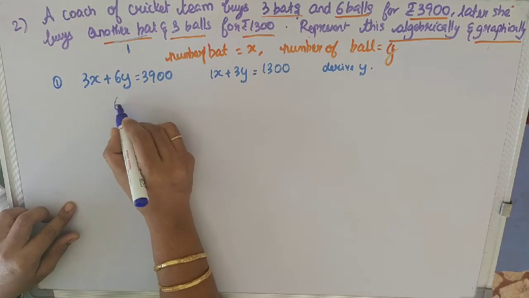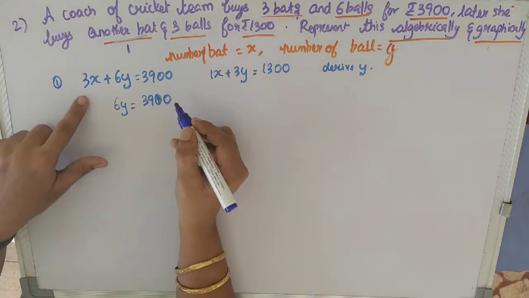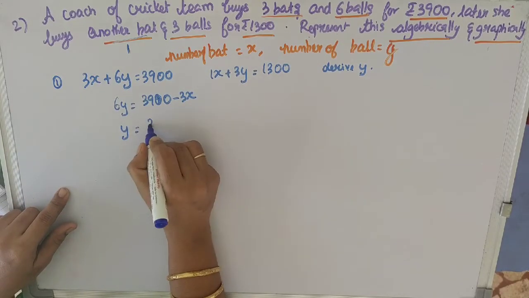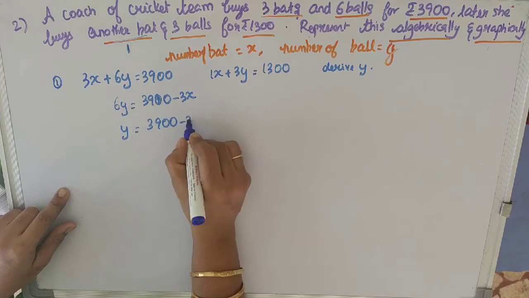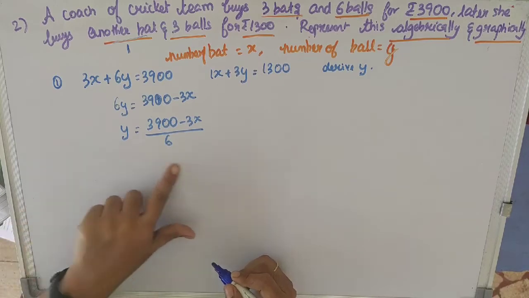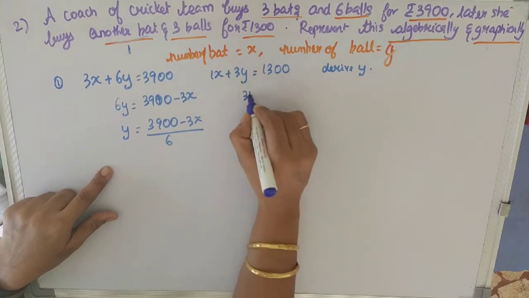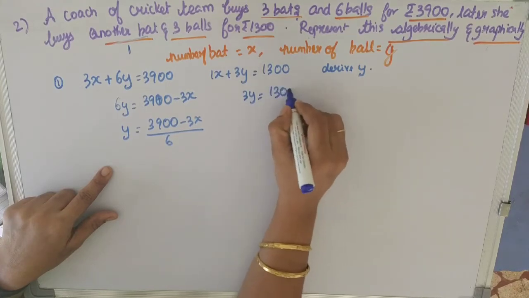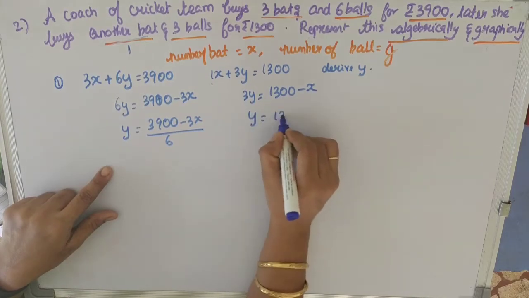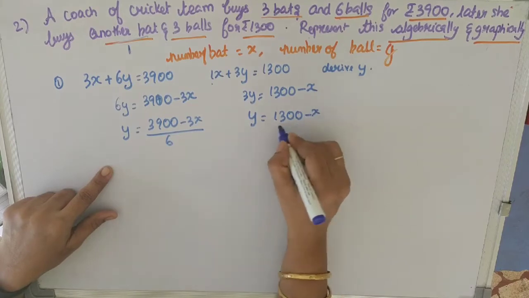Now let's take the first equation. 6y is equal to 3,900 minus 3x. This 3x when coming to the right hand side becomes minus 3x. Now y is equal to (3,900 minus 3x) by 6. Now let's take the second equation. Here 3y is equal to, because we have to derive y, isn't it? So 3y is equal to 1,300 minus x. So y is equal to (1,300 minus x) divided by 3.